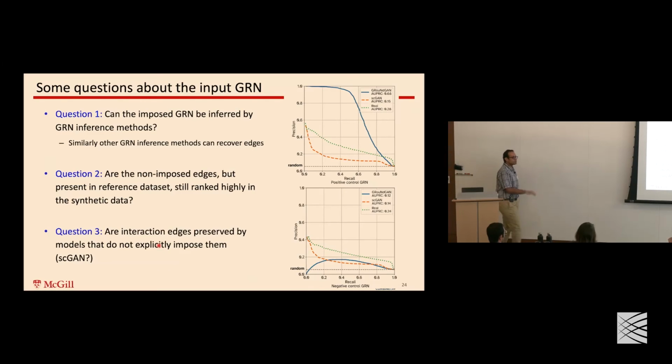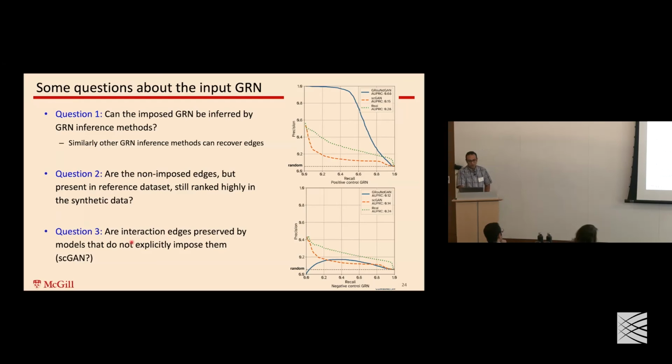Now, this allows us to answer three important questions. First of all, we saw that we can reconstruct the GRNs and the edges that we imposed in the simulated data. We saw that with GRN-boost2, we applied also other methods for GRN inference that have been shown in independent studies to perform well. And we see that they can also find these edges, of course, with different degrees of performance. We also saw that the non-imposed edges, but present in the reference data set, did not still rank highly in the synthetic data.